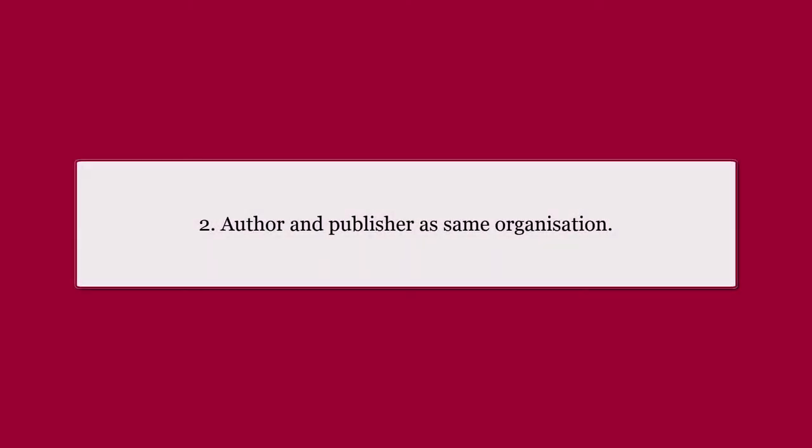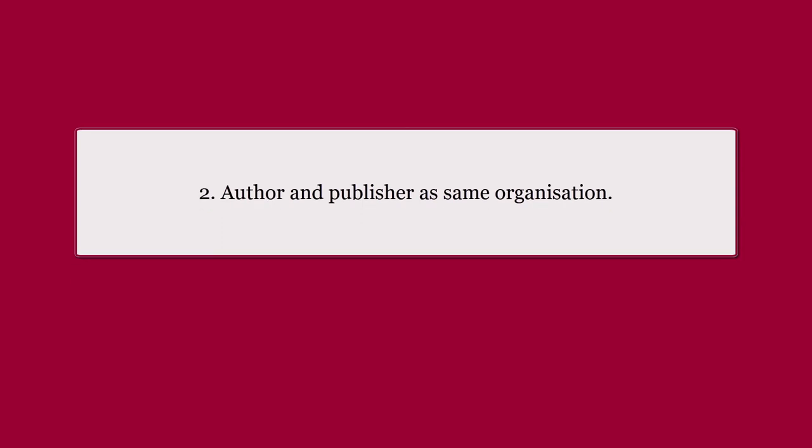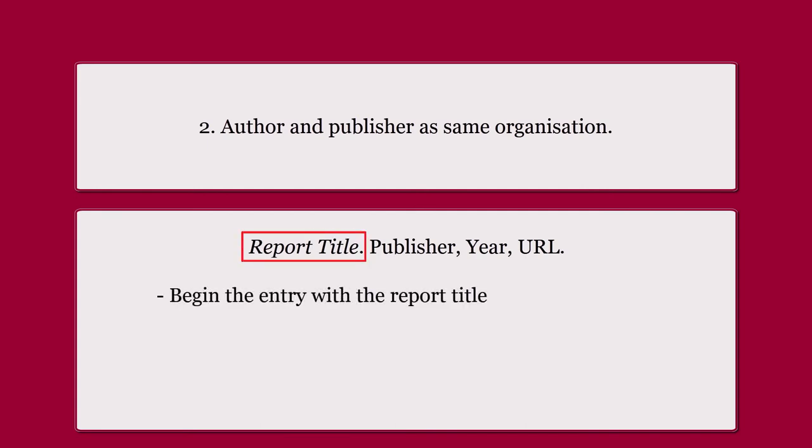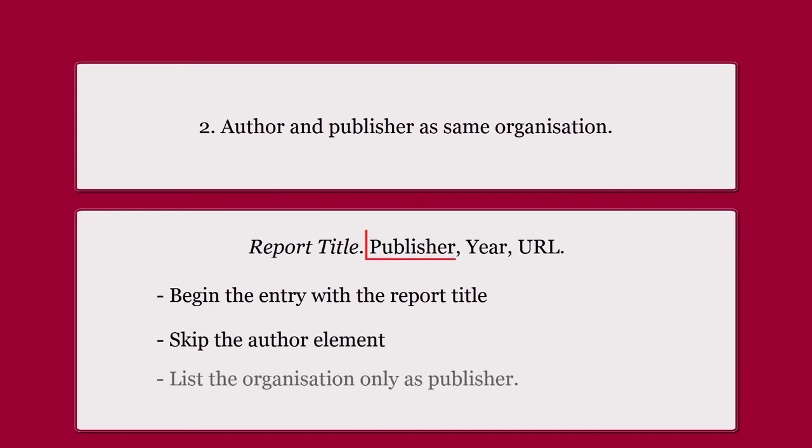Second example. The author and publisher as the same organization. When the organization is both author and publisher, begin the entry with the work's title, skipping the author element, and list the organization only as publisher.